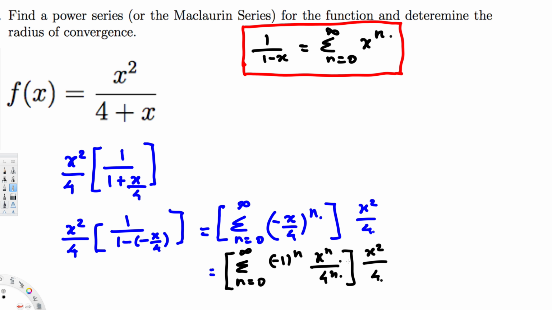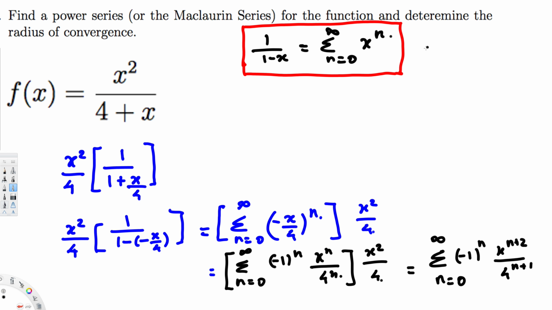And we know that when we multiply two things, the powers will add. So if you multiply x power n with x square, these two powers will add. That's going to become x power n plus 2, and this will become 4 power n plus 1. Now let's write this in this way. So this is going to be sigma n equals 0 to infinity, negative 1 power n, times x power n plus 2 divided by 4 power n plus 1. Now this is the power series pattern.